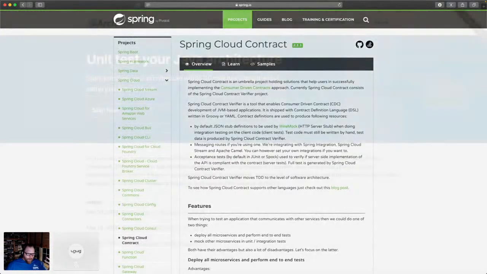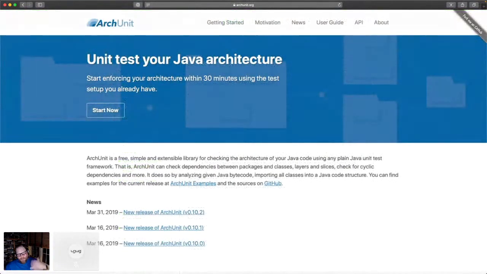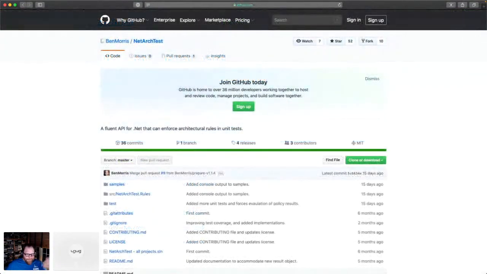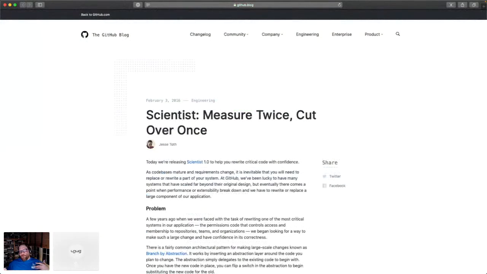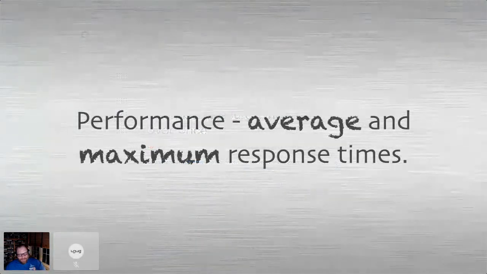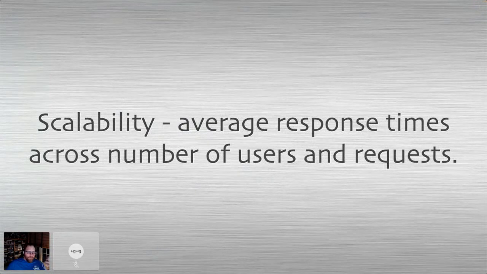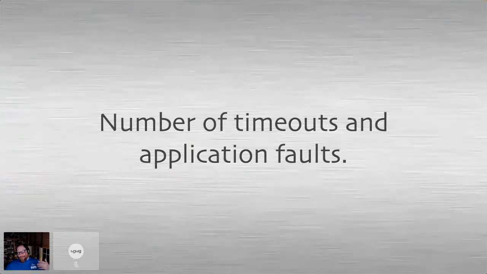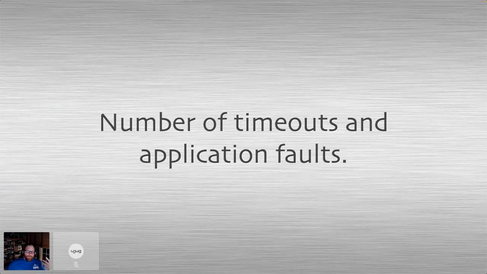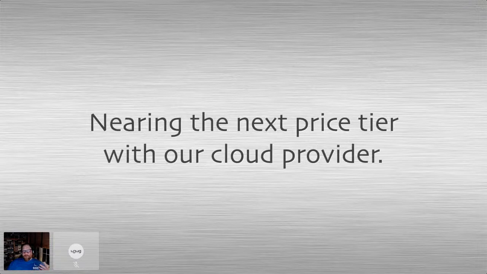Maybe we use a tool like ArchUnit, or if we're in the C# universe, that's fine too. There's tools like Scientist out there as well. Maybe we look at average response time, maximum response time, what happens to response time as number of users goes up, as number of requests goes up. Maybe we want to look at the number of timeouts, application faults. My grad students a few years ago said they're really interested in when they tick over to the next price tier with their cloud provider. Maybe when a new instance dies, we want to make sure another one spins up.